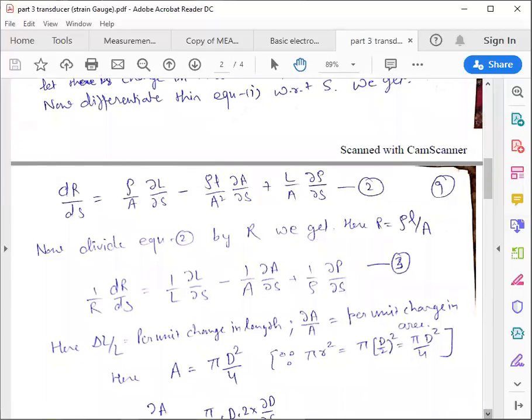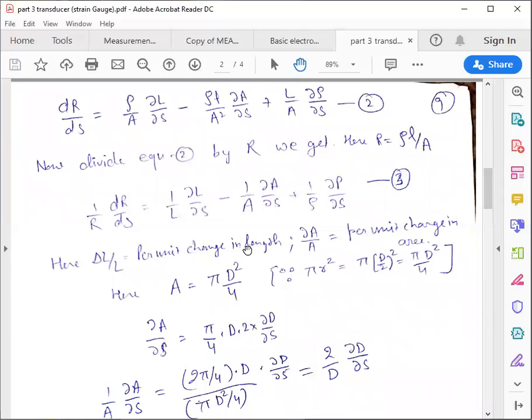Now I have already told you that delta L by L is per unit change in length, which is equal to longitudinal strain. Delta A by A is per unit change in area. Now delta A by A is change in area, but we have diameter. So in terms of A and D, what is the relation between A and D? Area is equal to pi into R square, and R is radius. Radius will be D by 2. So when we put D by 2 in place of radius, we get pi D square by 4 equal to area. Now we will differentiate this term with respect to S.